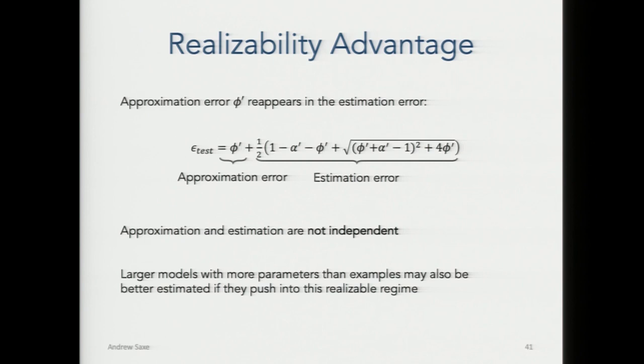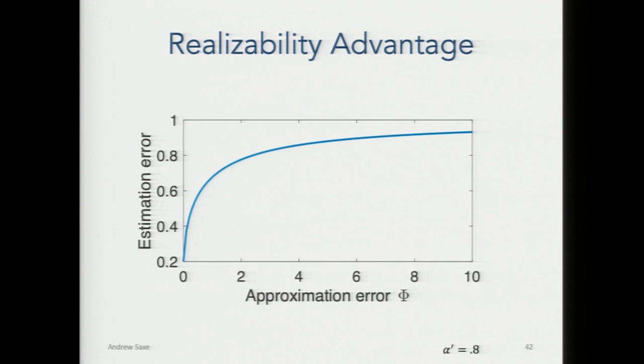And just to be quantitative about it, here's an example of what the estimation error looks like as a function of the approximation error. You can see it sort of remains high for a while if you have large approximation errors, but then once it gets near zero, it takes this steep dive. So your estimation is improving as you approach this realizable regime where you can make zero errors.